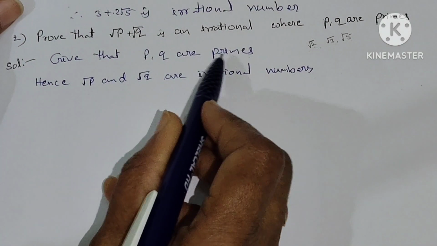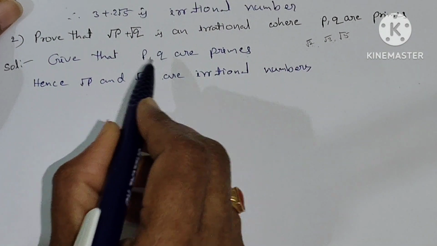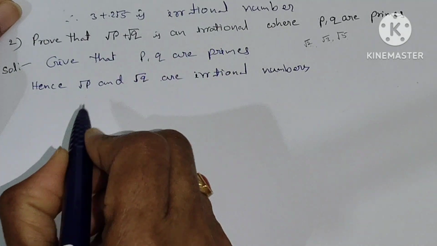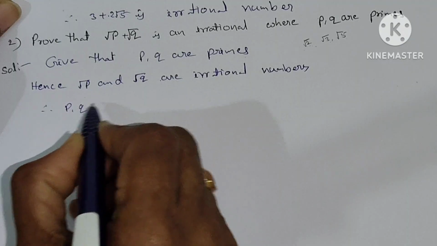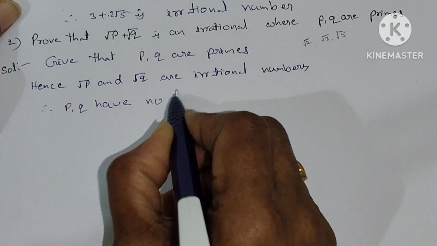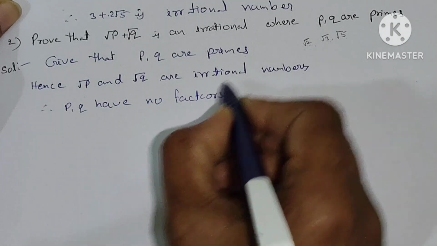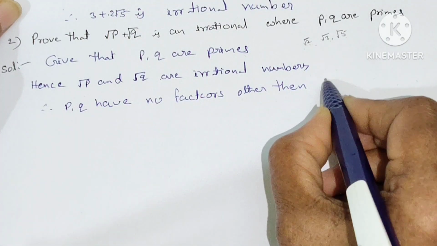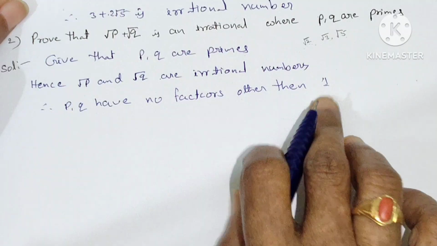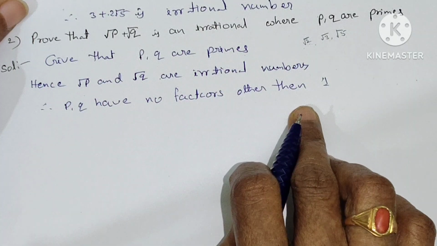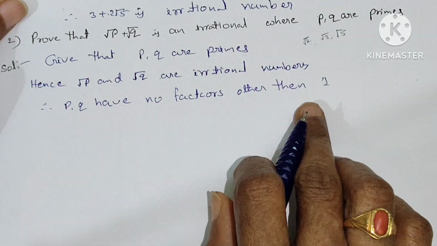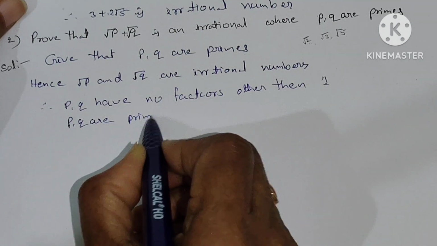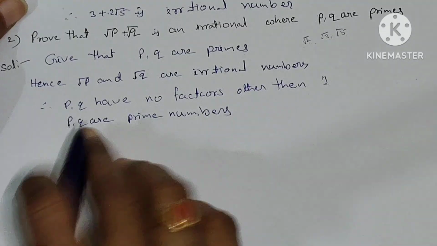Here p comma q are the primes means p comma q have no common factors. So therefore p comma q have no common factors other than 1. So these two have no common factors because these two are the prime numbers, other than 1. So p comma q are prime numbers, already we know that.